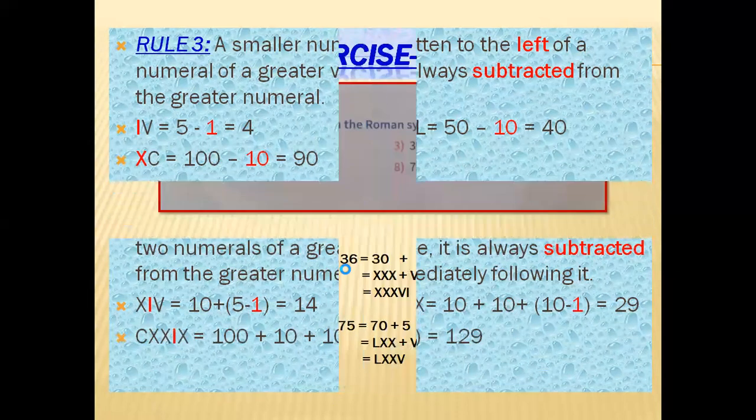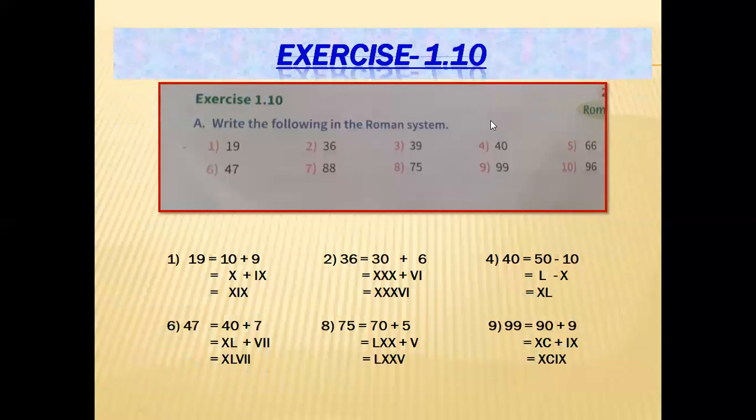Okay. Next about the exercise. Exercise 1.10. In that exercise, A main: write the following in the Roman system. See, first one, 19. How can we write that number in the Roman system? How can we split that number? 10 plus 9, right? 19 equals 10 plus 9. How can we write that 10 in the Roman system? 10 means X, plus 9 means X minus 1, which is IX. This equals XIX. The 19 equals XIX.